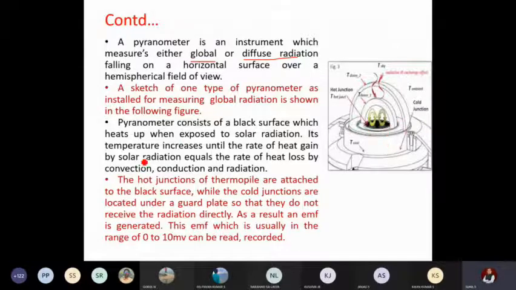What happens when the solar radiation falls onto it? The temperature of this black surface keeps on increasing. The next question is, up to what level does the temperature increase? Until there is an energy balance. What do you mean by energy balance? The amount of heat entering this should be equal to the amount of heat leaving this. Until then, it will not reach equilibrium, so the temperature keeps on increasing.